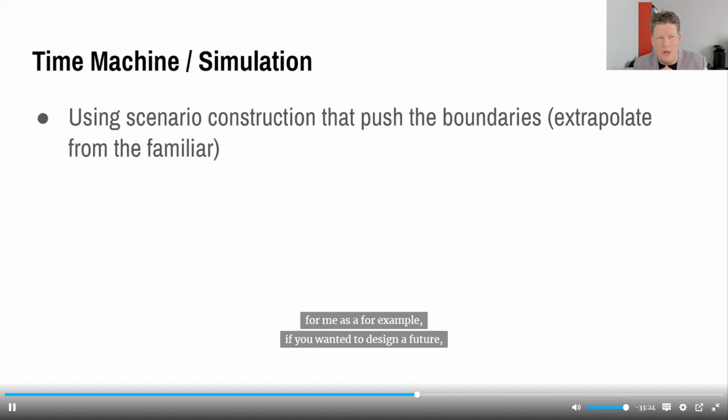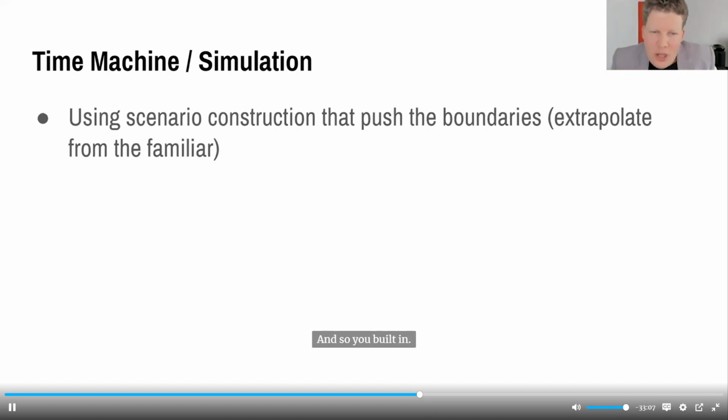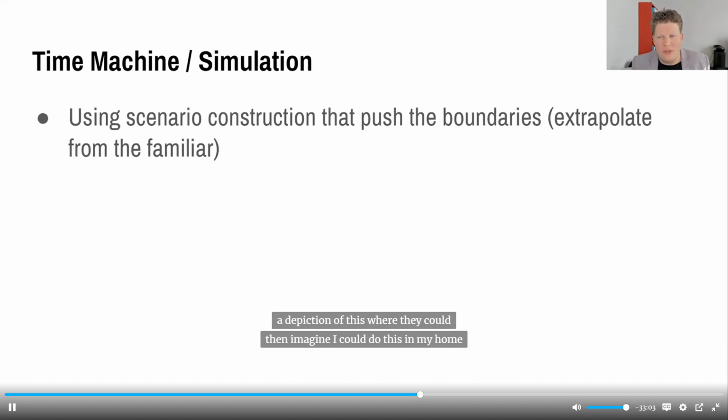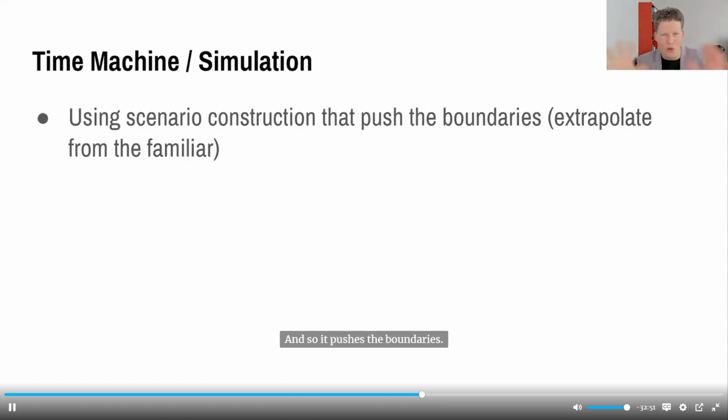For example, if you wanted to design a future AR furniture shopping experience, like IKEA has, for example, one where you can preview furniture in your space. So that's familiar, but people go to the showroom. So how do we bring it to their home? We've done, for example, a depiction of this where they could then imagine, oh, I could do this in my home, and I have that showroom experience, but in my physical environment. So it extrapolates from the familiar, like the showroom experience, but it brings it to the user's home. And so it pushes the boundaries.